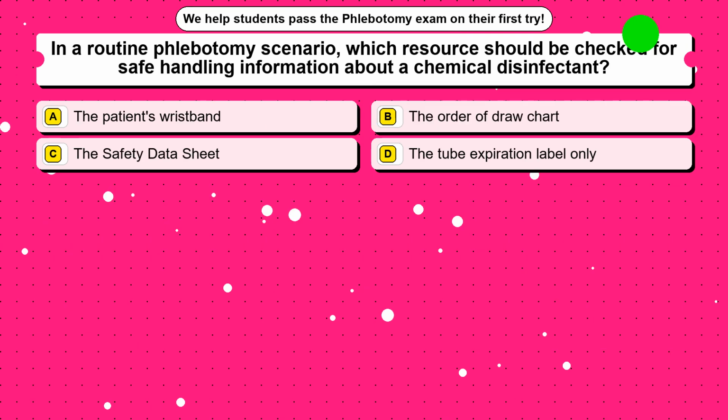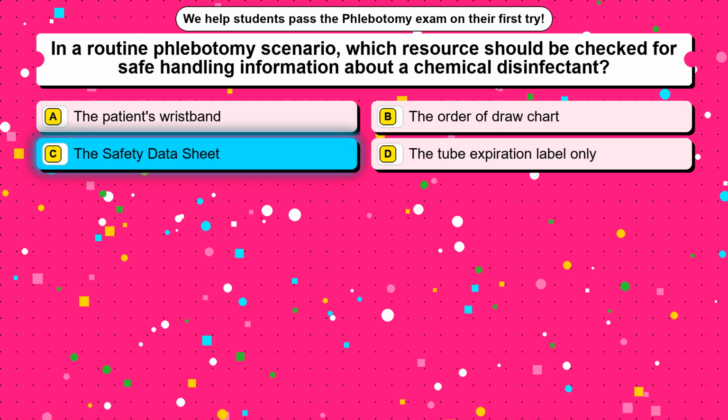Question 23. In a routine phlebotomy scenario, which resource should be checked for safe handling information about a chemical disinfectant? Option A. The patient's wristband. Option B. The order of draw chart. Option C. The safety data sheet. Option D. The tube expiration label only.